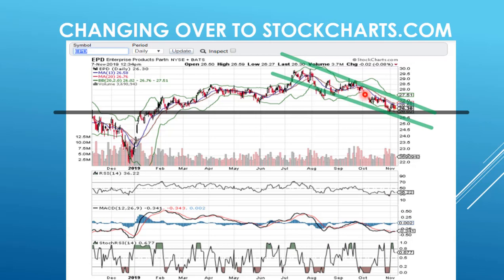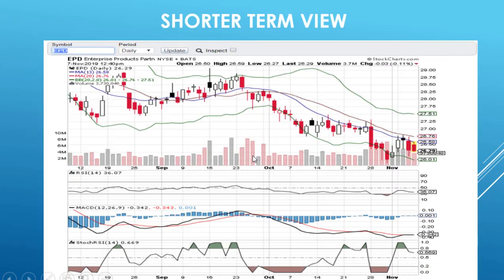This gives me an idea that in the last several months, we're in a bearish function. Good, I need to know that. I can trade a bearish function. All these other indicators sort of confirm that.